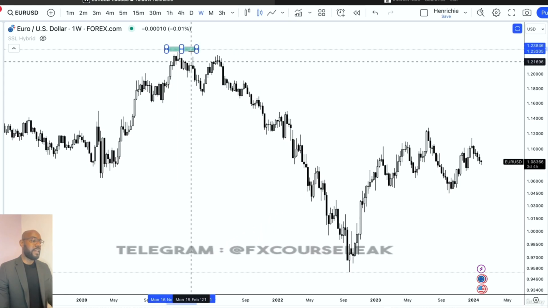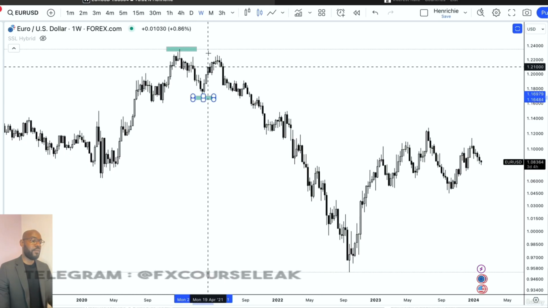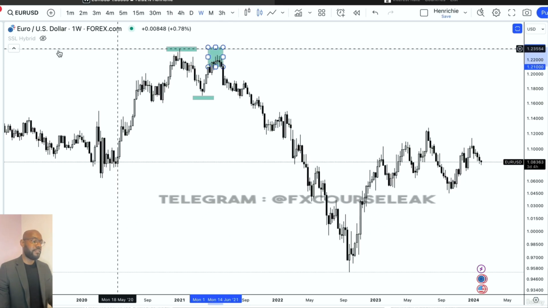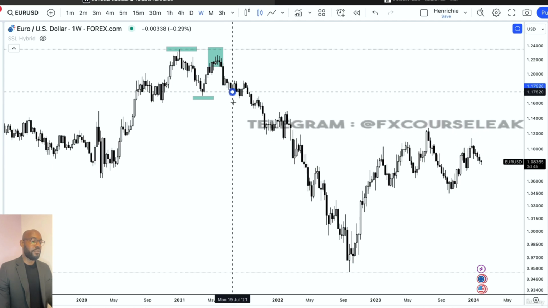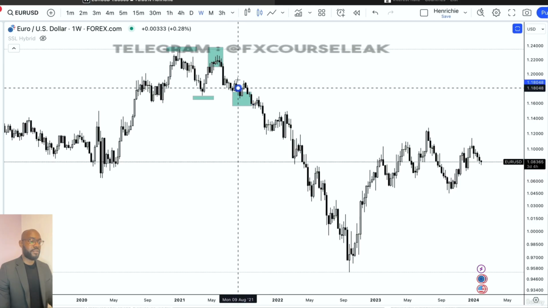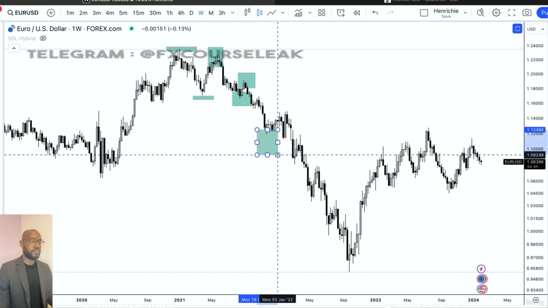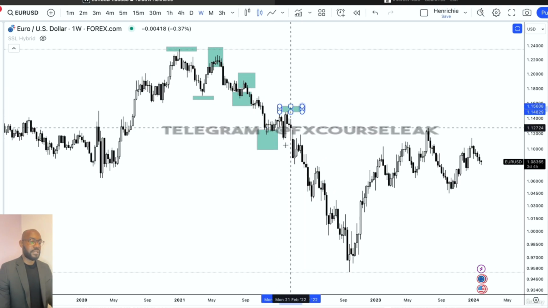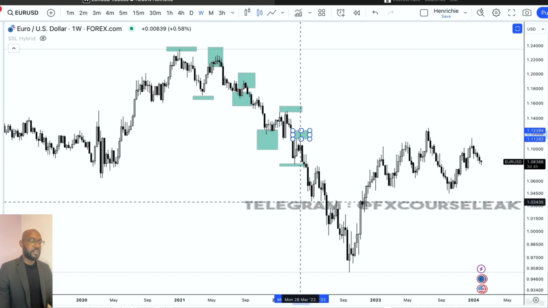Because we have this high right here, and then we created a lower low, and then we created this lower high right there. And after that, you can see this low right here, lower than the previous low right here. And then after that, we have this high right here, and then drop down to this low, and then a high right here, and then a low right here, and then this high right here, and then this low right here.